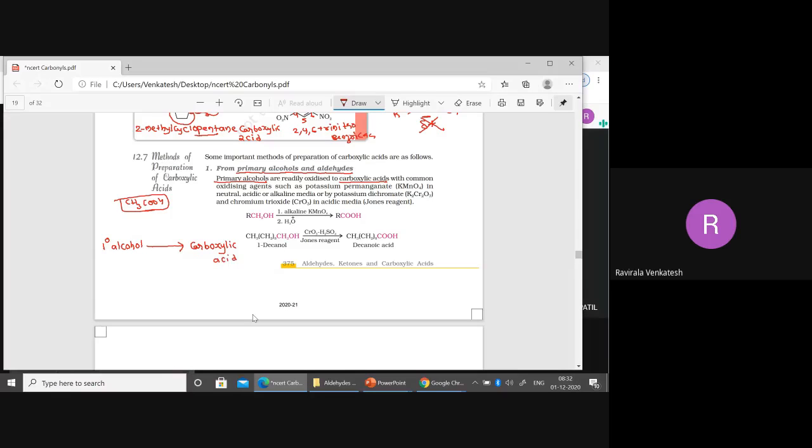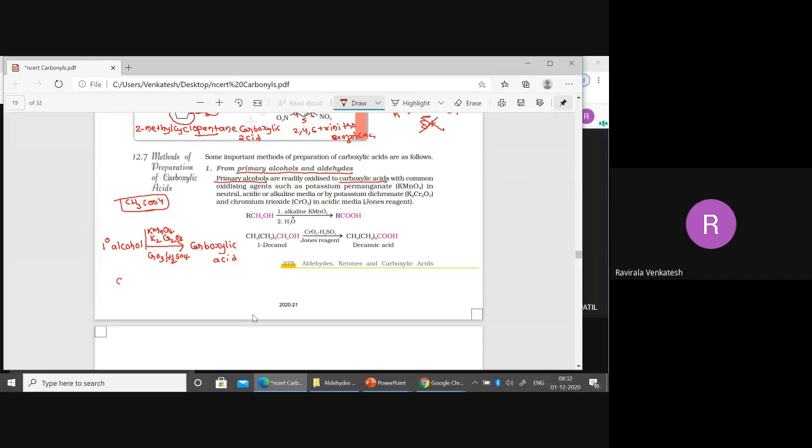Now, what are the reagents we can use here? Potassium permanganate, KMnO4. Otherwise, potassium dichromate, K2Cr2O7. And we can also take Jones reagent, chromium trioxide in the presence of H2SO4. So these are the 3 reagents which can convert a primary alcohol.